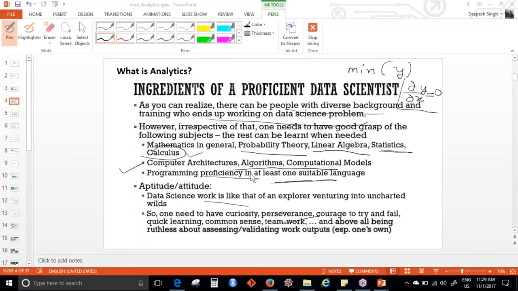So Hemant says, can we use Java? Yes, Hemant, we can use Java. I'll come to the coding part later.